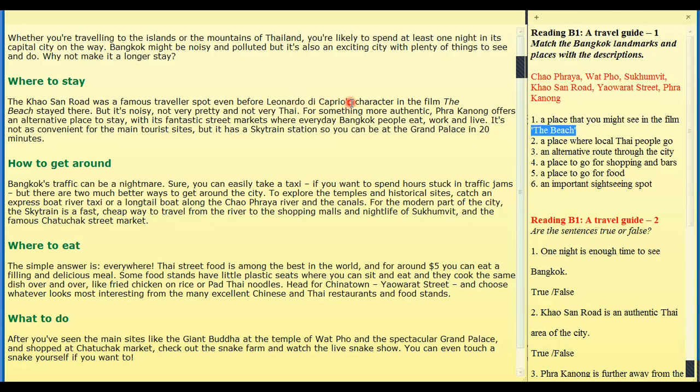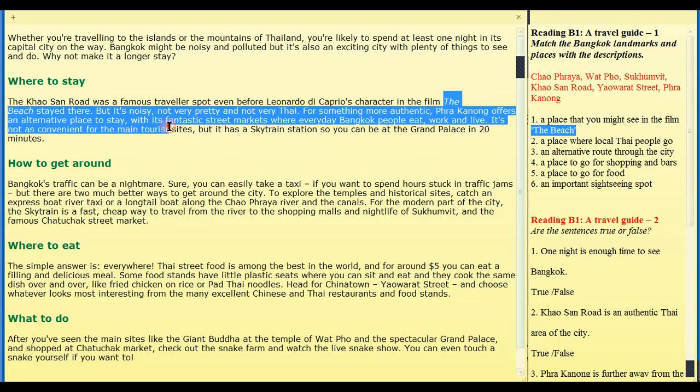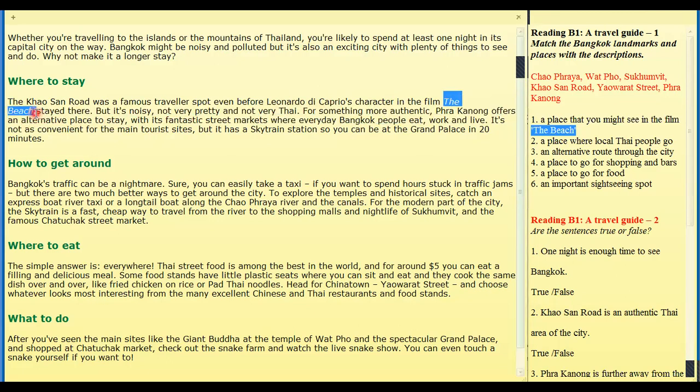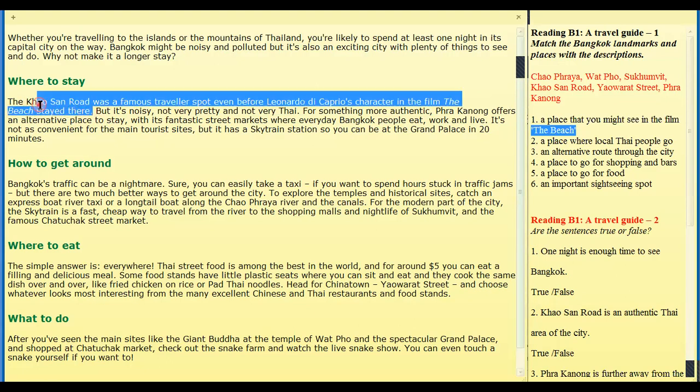Where is it? Okay, now I could see the word the beach over here, right? When I could see the word the beach over here, the next step is to read that sentence, or the sentence that stays before or after that word. The whole sentence says: the Khao San Road was a famous traveler spot even before Leonardo DiCaprio's character in the film The Beach stayed there.